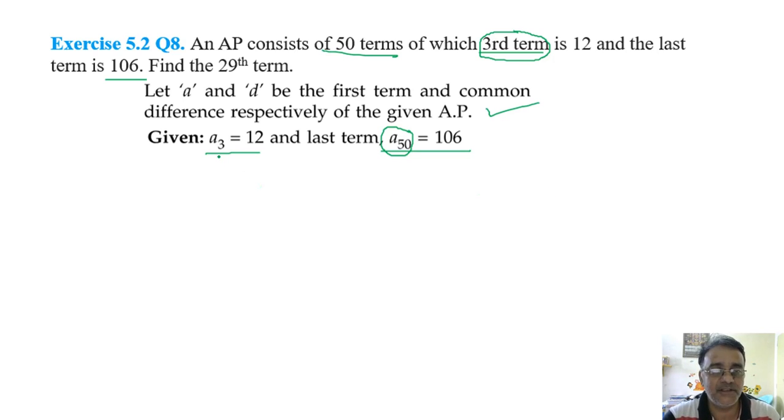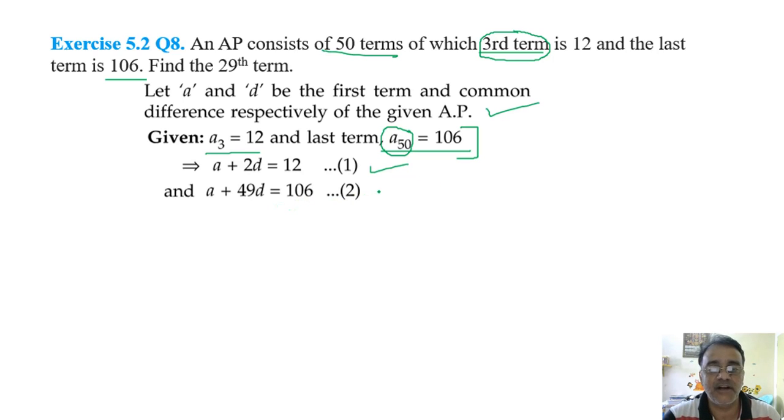Okay, we'll start with A3 is equal to 12. That is A plus 2D is equal to 12. Let it be equation number 1. And the next one is A50 is equal to 106, that is A plus 49D is equal to 106. Let it be equation number 2. Okay, now we have to solve these 2 equations.